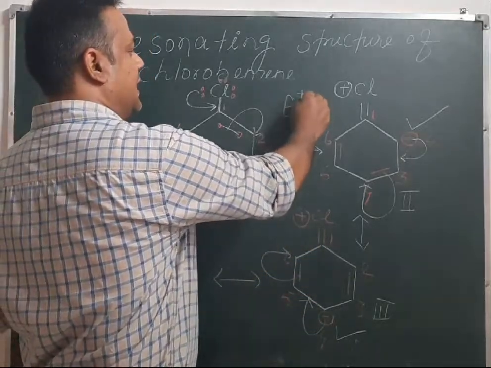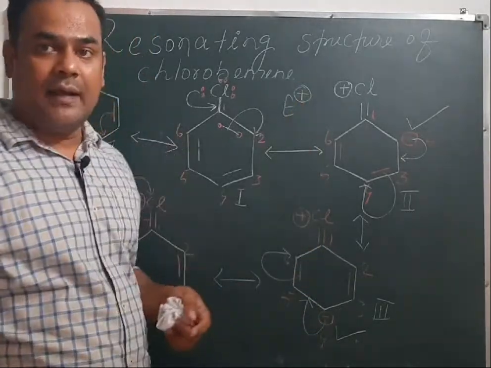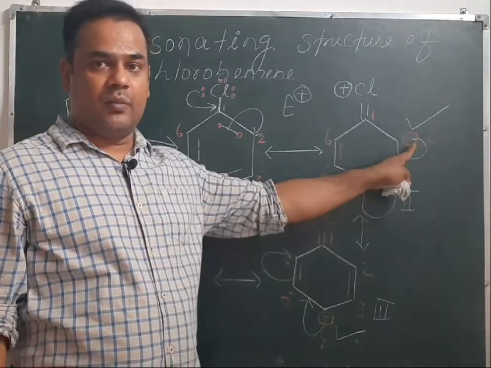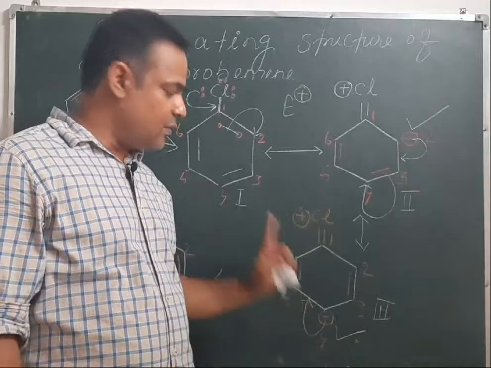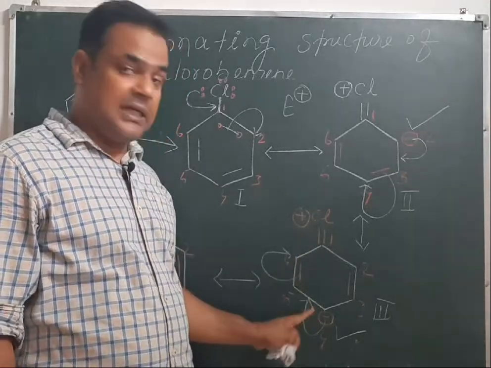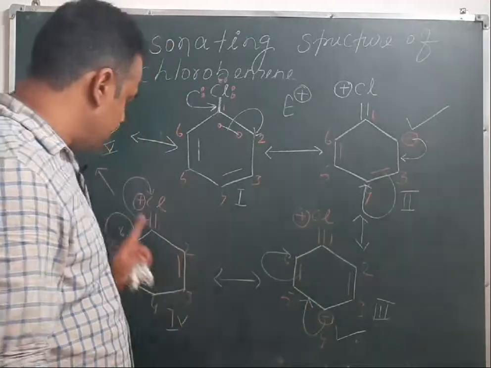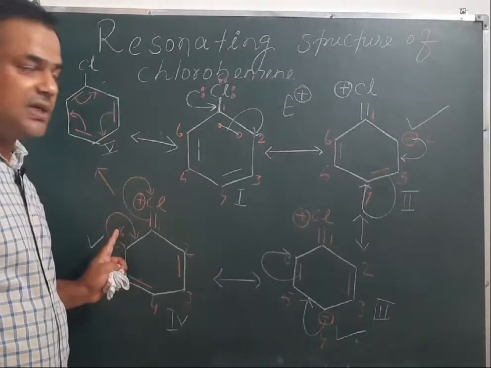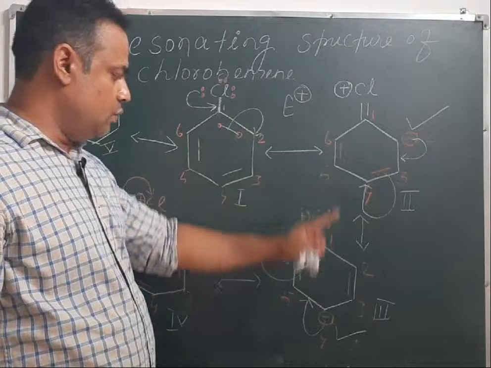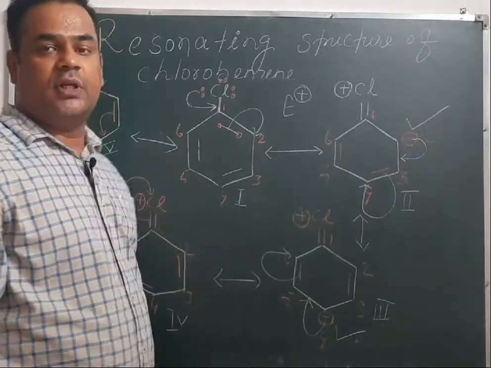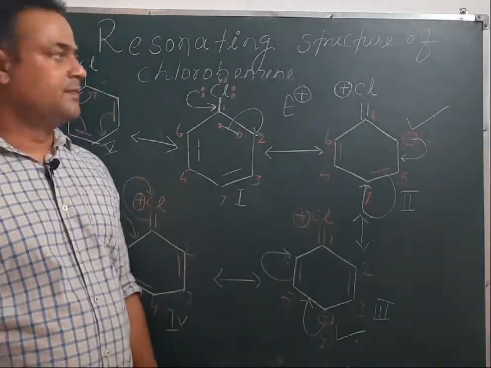then this electrophile will have a tendency to go at carbon number 2. Why? Because here electron density is maximum. Carbon number 4. Why? Because here electron density is maximum. Carbon number 6, because here electron density is maximum. So it will go at all 3 positions, 2, 4 and 6, and will produce product.